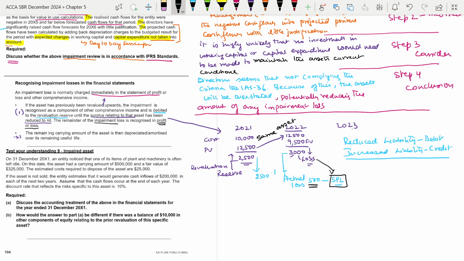Very simple, very easy. I'm repeating again: you should not memorize, but you have to recollect. The moment we are doing the question, you should recollect immediately that yes, we have to do this type of treatment. The remaining carrying amount of the asset is then depreciated if it is property, plant and equipment, or if it is an intangible asset, amortized over the remaining useful life.